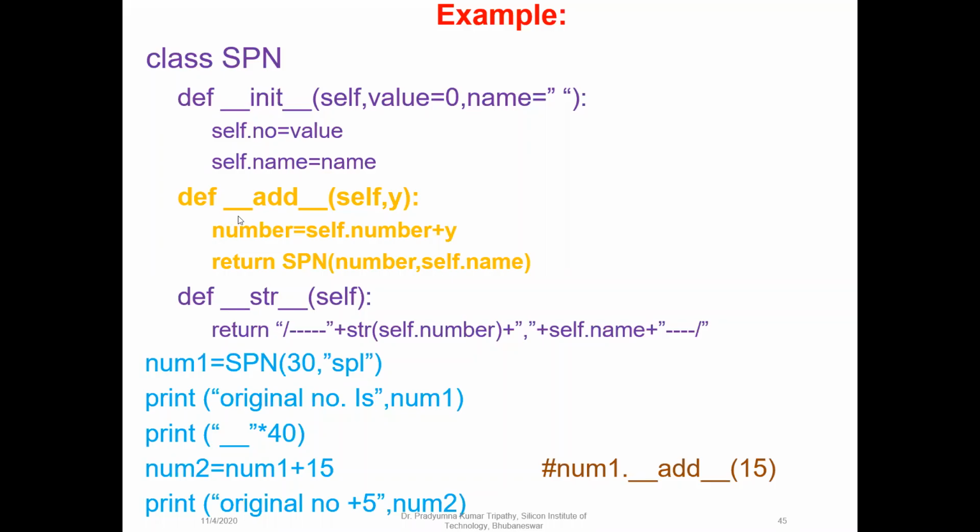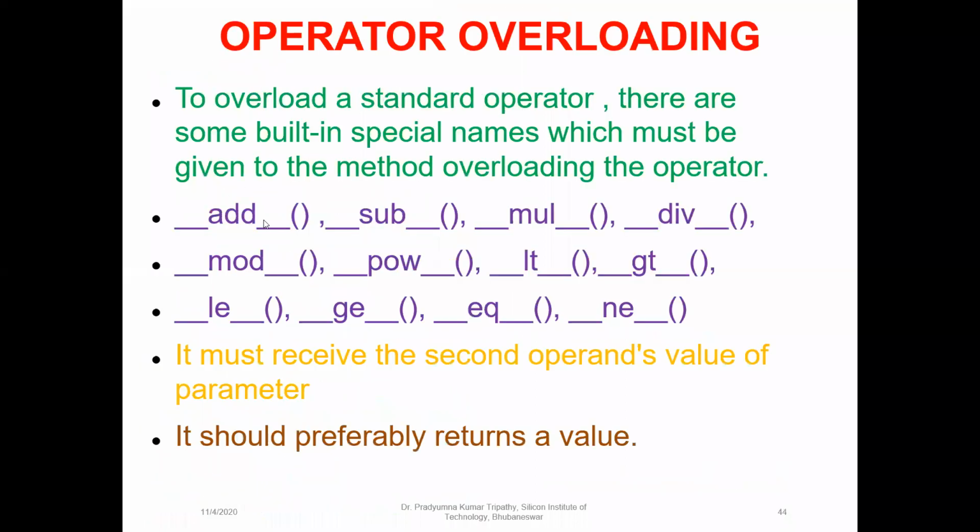If I am writing def underscore underscore add underscore underscore, can anybody say what kind of method it is? It is for operator overloading. Very good. How will you know this is operator overloading? Because this is a special name for operators, right? I have told you in the previous class, add is a special method. So this is a special method over here.